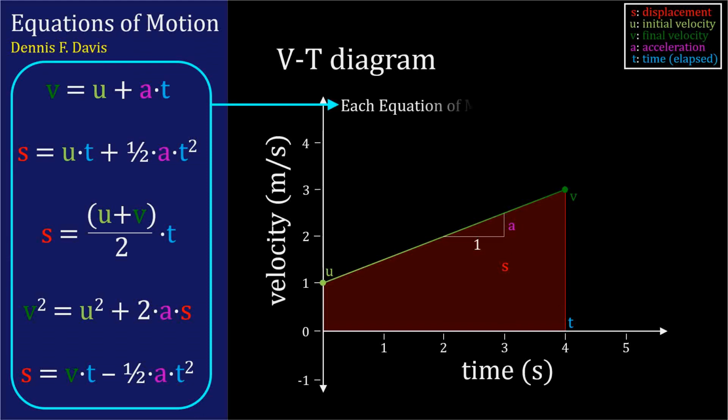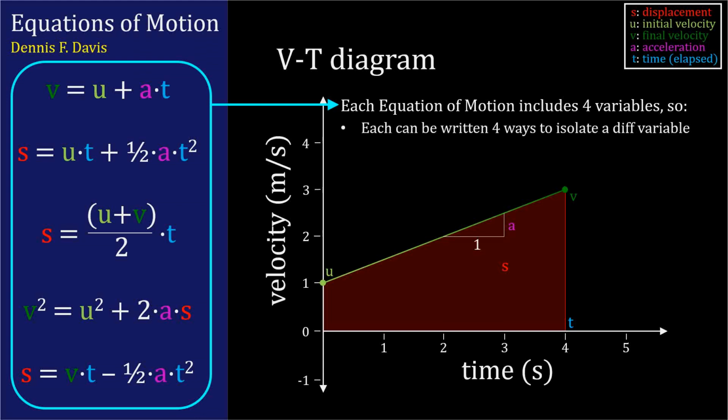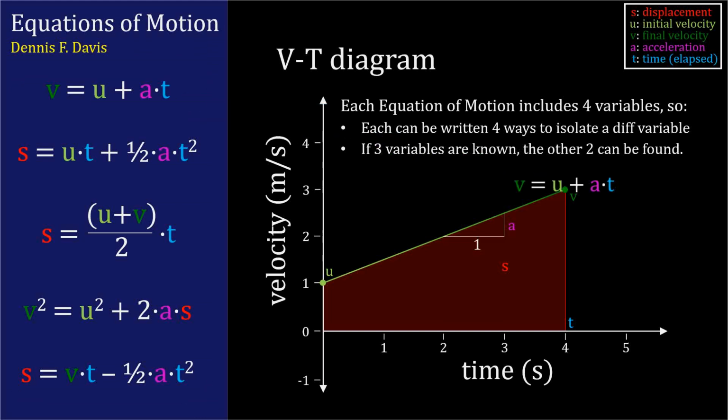They each contain 4 of the 5 variables, which means 2 things. Each can be written 4 ways, each isolating a different variable. If you know any 3 variables, you can use the equations to find the other 2. Let me show the first bullet by writing the first equation, v equals u plus at, differently, so that each variable in turn is isolated on the left side of the equal sign.